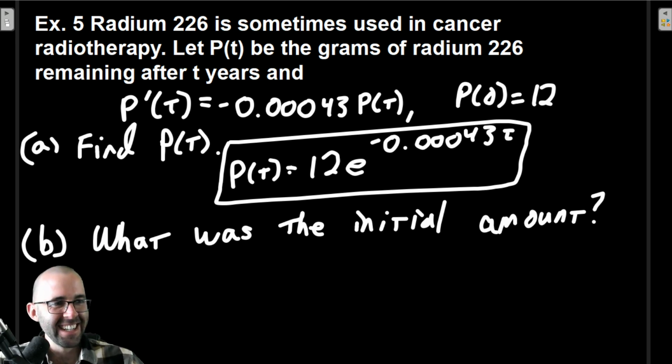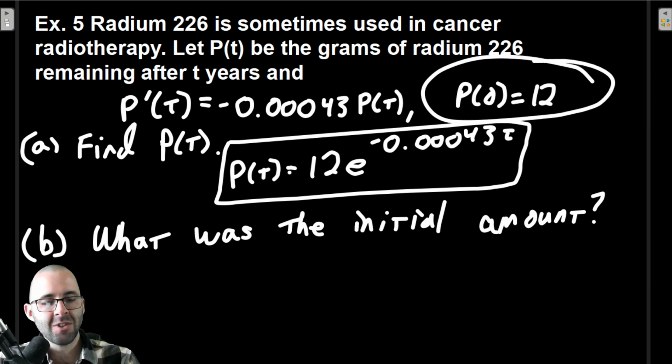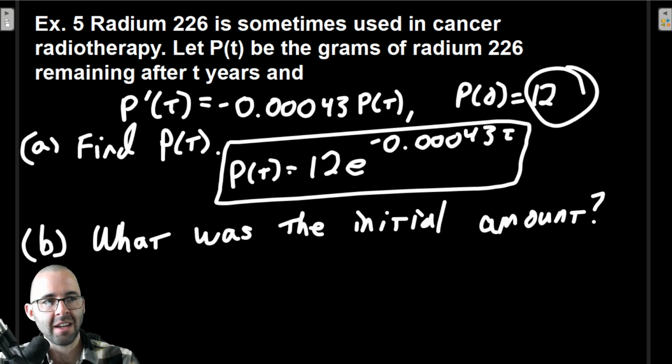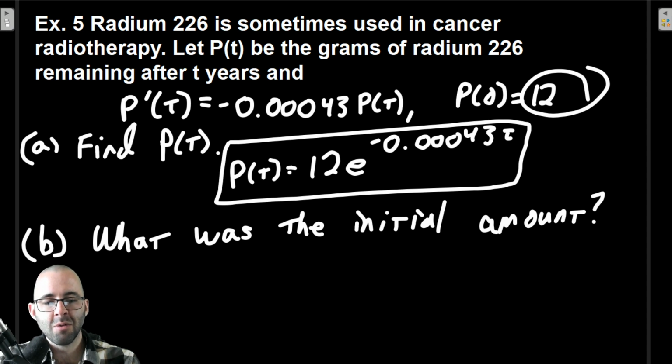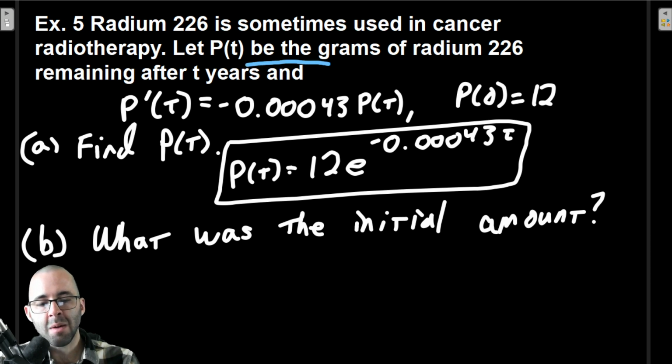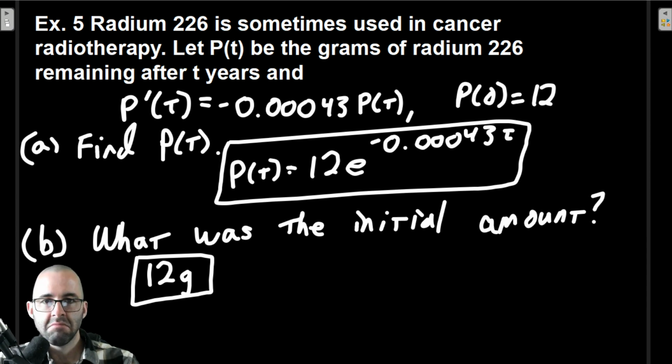Excellent, good work. All right, so again, initial amount has to do with the initial condition. Initial condition says, originally, when t was equal to 0, we had 12 somethings. Okay, what are our units? Do we have 12 kilograms of radium-226? Hopefully not. P of T is in grams. So initially there were 12 grams of radium-226. All right. That's all there is to part B.